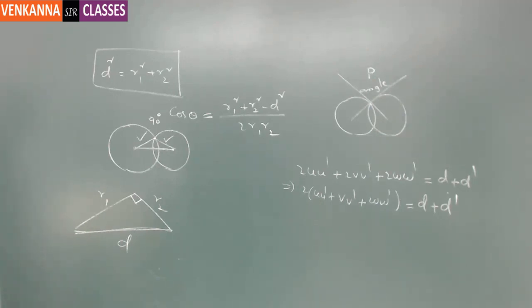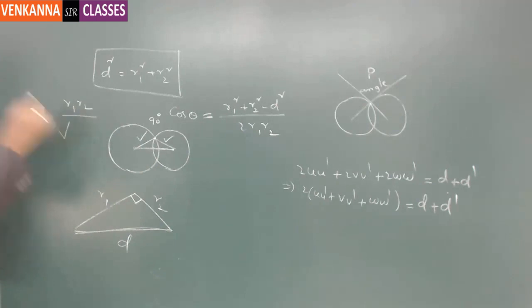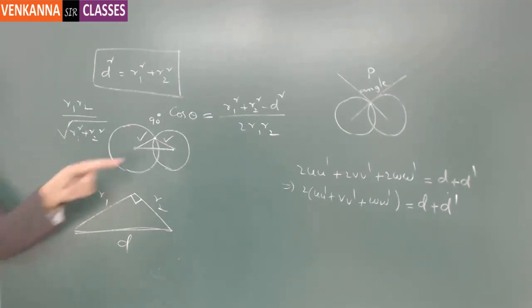Now generally, whenever two spheres intersect, you will get a circle. So obviously, when the two spheres are orthogonal, you will get a circle of intersection here. So for this circle, you will have a radius. Its radius formula is R1 R2 by square root of R1 square plus R2 square. So this formula we use to calculate the radius of the circle when two spheres intersect orthogonally. That was the condition. So if you have noted clearly, then I go with the other concepts.